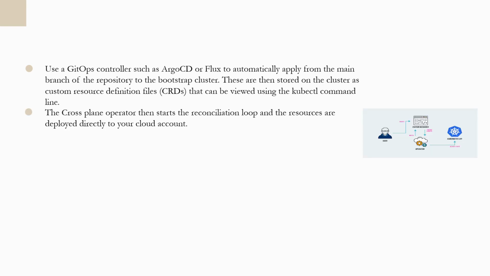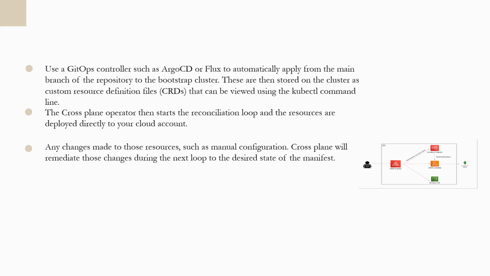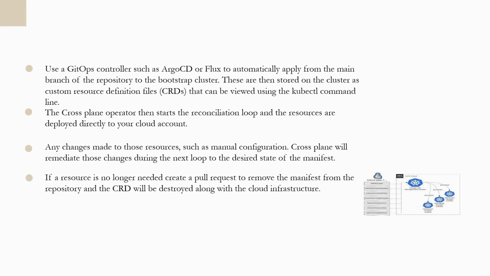The Crossplane operator then starts the reconciliation loop and the resources are deployed directly to your cloud account. Any changes made to the resources, such as manual configuration, Crossplane will remediate during the next loop to the desired state of the manifest. If a resource is no longer needed, create a pull request to remove the manifest from the repository and the CRD will be destroyed along with the cloud infrastructure.